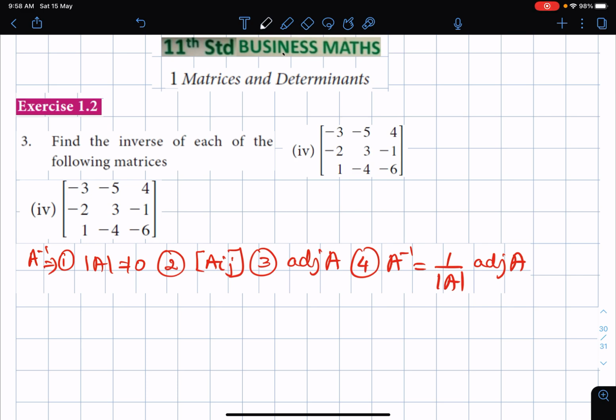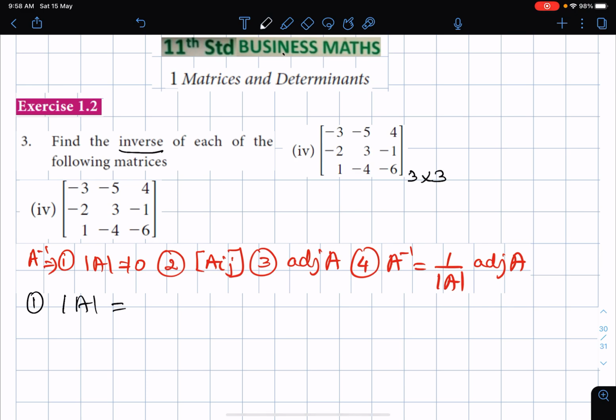In exercise 1.2, third sum, fourth subdivision, again you are getting a 3 cross 3 matrix. You are going to find out the inverse. For finding out the inverse, there are 4 steps: first step, second step, third and fourth step. Now, as per the problem, in the first step you are going to find out determinant A.